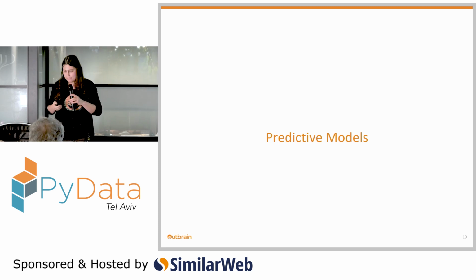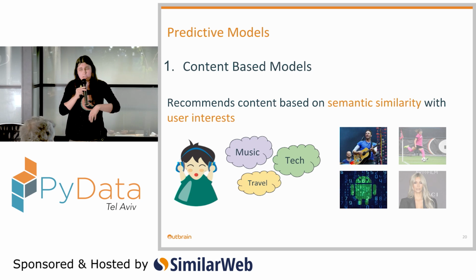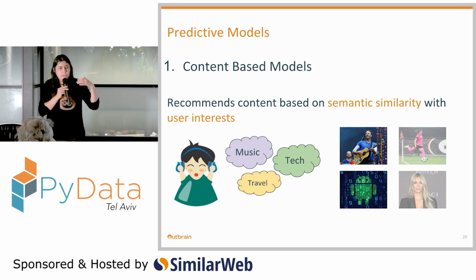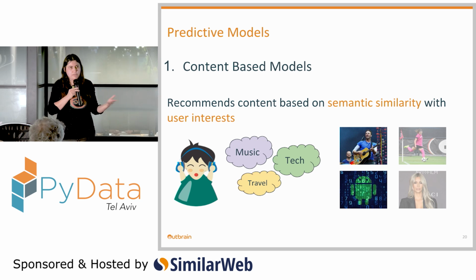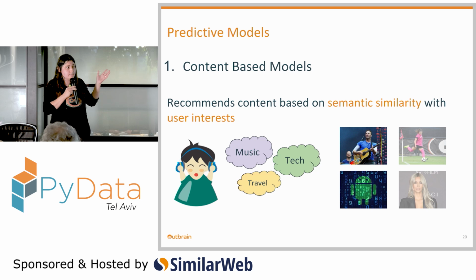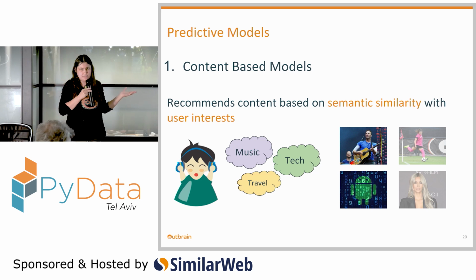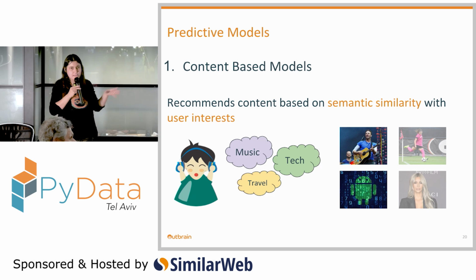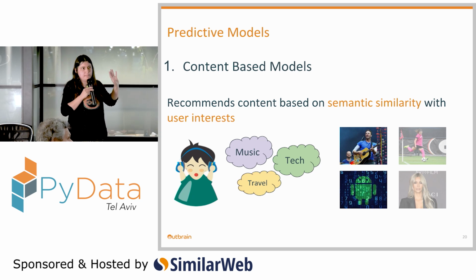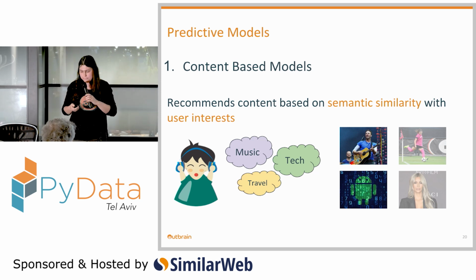We basically have two types of predictive models. One is content-based models. So we talked about the user. We have a profile, we have the interests of the user. And these kinds of models tend to recommend content which is semantically similar to what our users are interested in. So if I am interested in music or technology and travel, these algorithms will probably recommend things related to those topics. These are the content-based models.